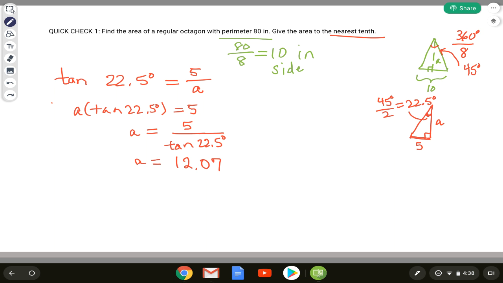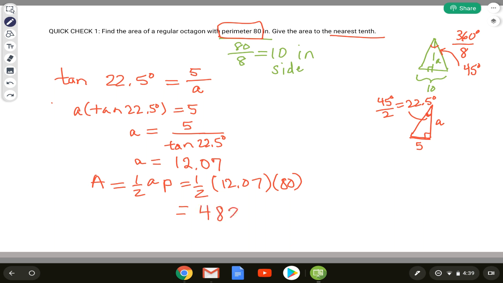Okay, so that's my apothem. I'm already given the perimeter. So I have everything I need. I have area equals 1/2 times the apothem times the perimeter. So that's going to be 1/2 times 12.07 times 80. When I multiply all of this out, I'm going to get about 482.8 square inches, or inches squared.